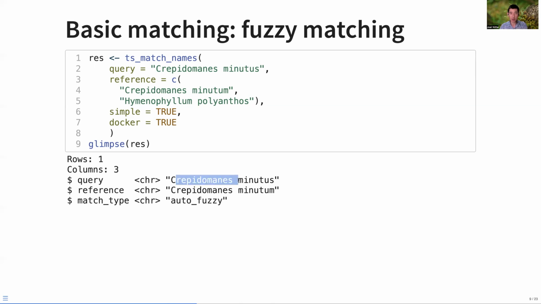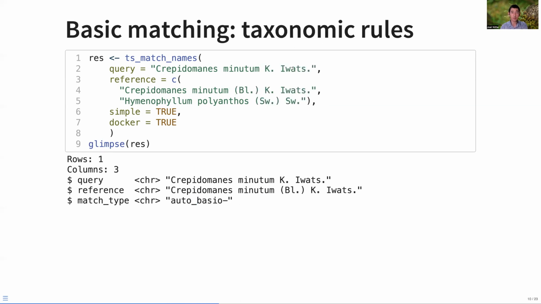So it tells us again what the input was, and then it shows that it matched it to the reference name Crepidomanes minutum. And you'll notice that there's a spelling difference here, right? The input was minutus, but it matched to minutum. So that was done using fuzzy matching. So that was an example of fuzzy matching.